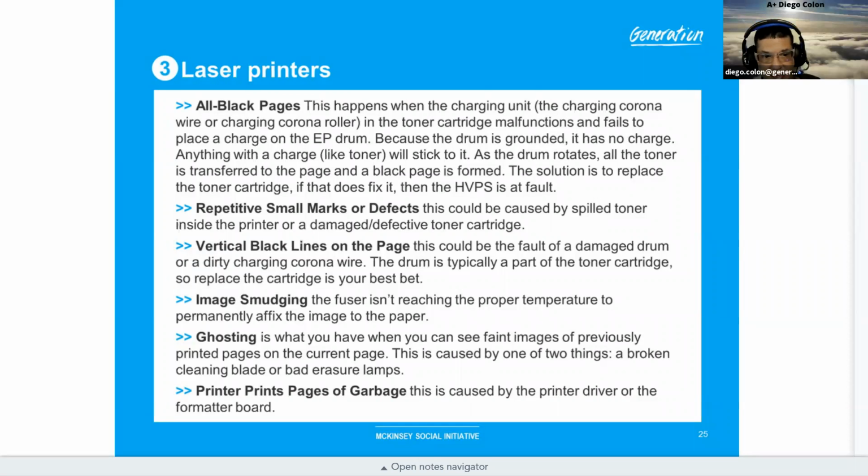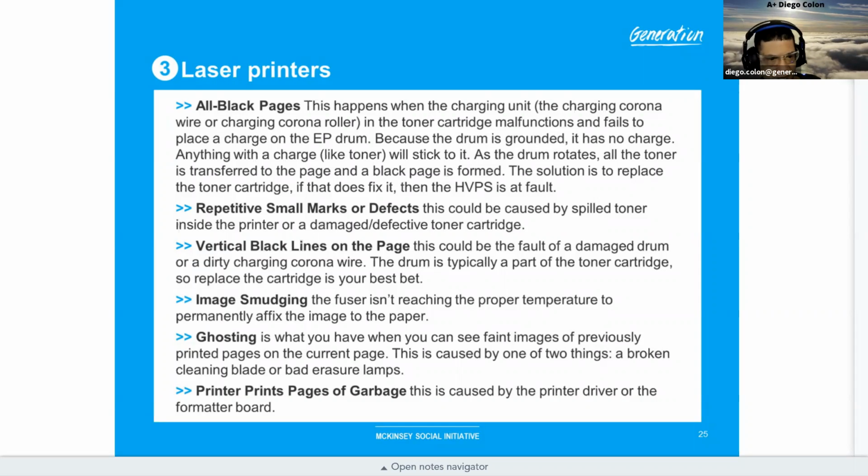Next is the vertical black lines on the page. This could be caused by a damaged drum itself or the actual dirty charging corona. The drum is typically a part of the actual toner cartridge, 99% of the chance. So it's as simple as just going ahead and replacing the actual cartridge.